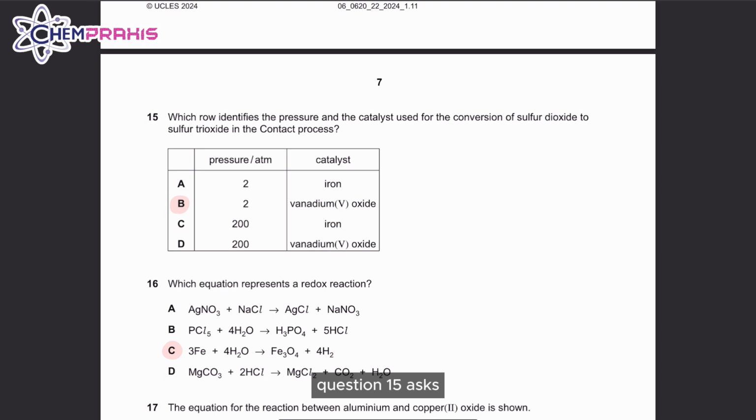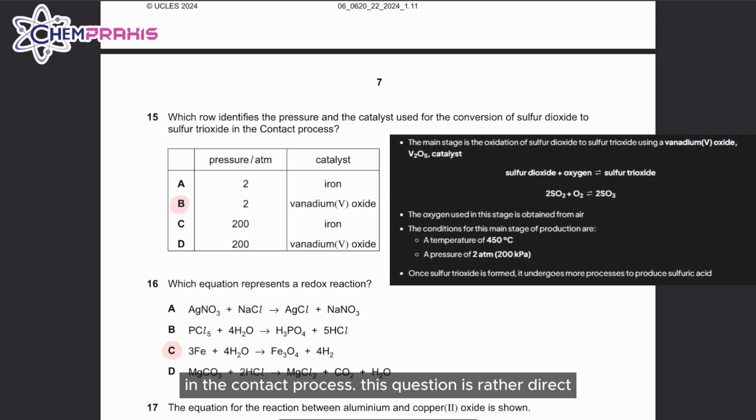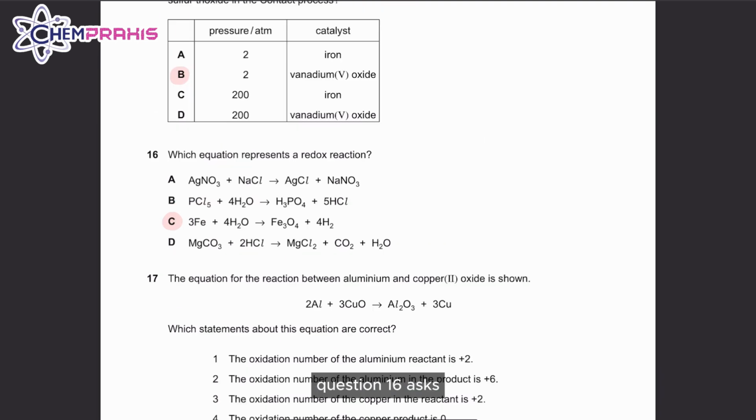Question 15 asks you to identify the row in which the pressure and the catalyst used for the conversion of sulfur dioxide to sulfur trioxide in the contact process. This question is rather direct, with the atmospheric pressure being at 2 and the catalyst being vanadium(V) oxide, making your answer B. Question 16 asks which equation represents a redox reaction.